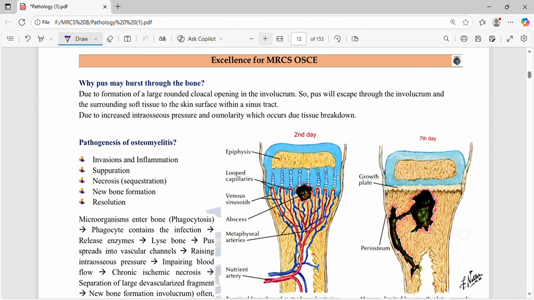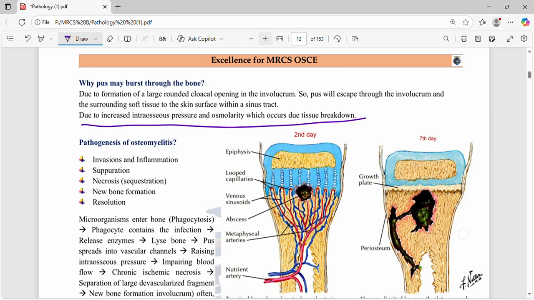Why may pus burst through the bone? Due to the formation of a large rounded cloacal opening in the involucrum, pus will escape through the involucrum and the surrounding soft tissues to the skin surface within a sinus tract, due to increased intraosseous pressure and osmolarity, which occurs due to tissue breakdown. Basically, the collected pus increases the intraosseous pressure, and this will burst through the involucrum and the soft tissues to the skin.